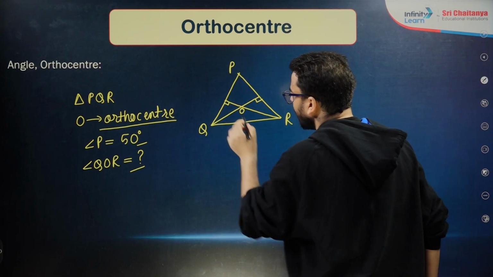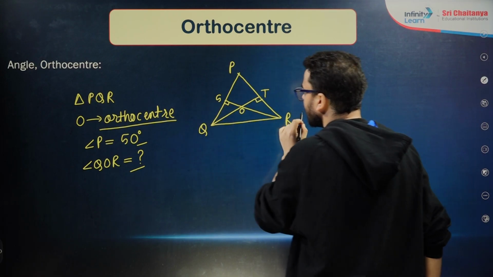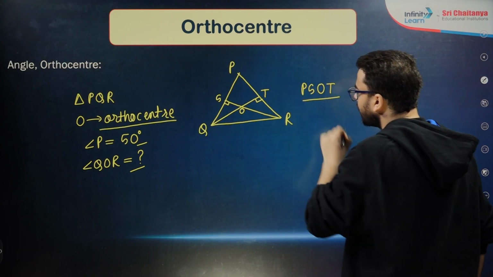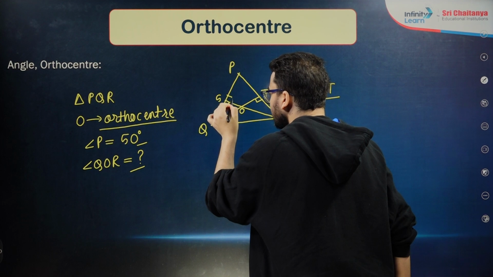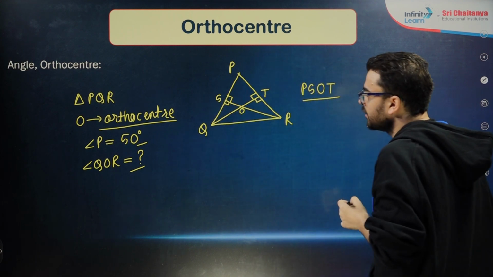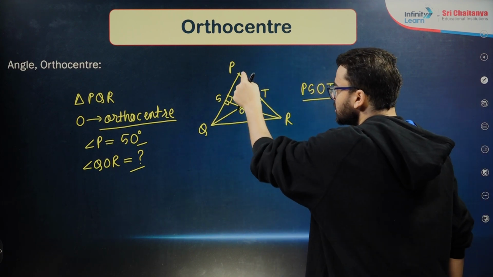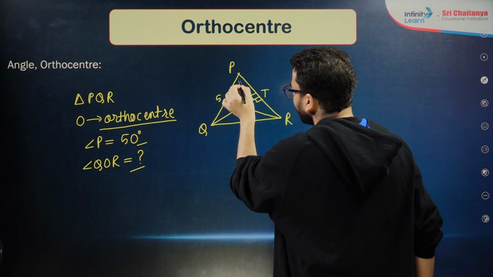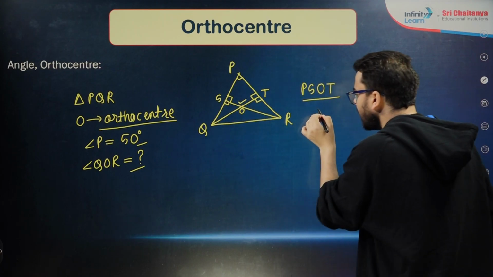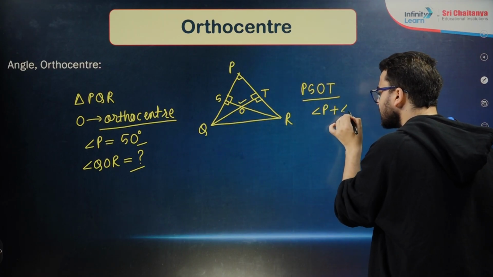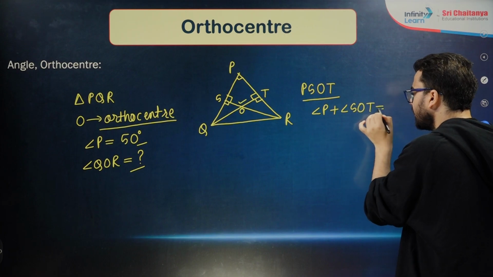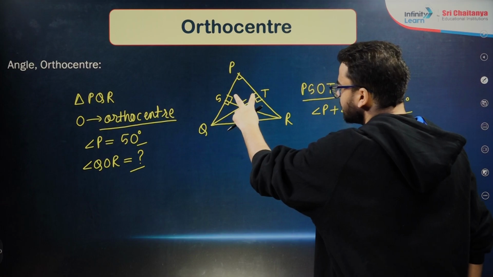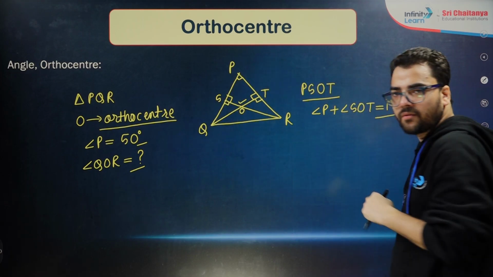Suppose this is PQR, this is S and this is T. So if you take quadrilateral PSOT, in this quadrilateral you see this is 90 and this is also 90. Now you know that the sum of all the angles of a quadrilateral is 360 degrees, correct? So over here, can we not say that angle P plus angle SOT is equal to 180? Because the sum of the other two angles of that quadrilateral is also 180. You see, this plus this is 180, so this plus this will also be 180.